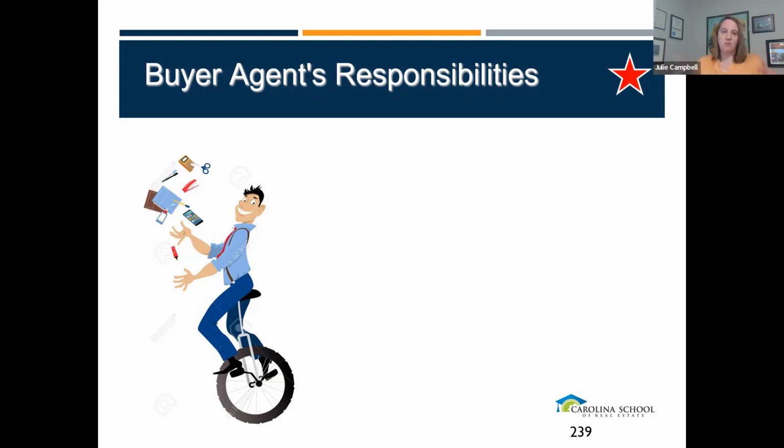Once we select properties, we schedule showings, we go out and view the properties. We use a centralized showing system here in the Triad called Showing Time. So I can go in, schedule all my listings at once from all the firms. I don't have to go to different firms and schedule. It's all centralized. That's nice.